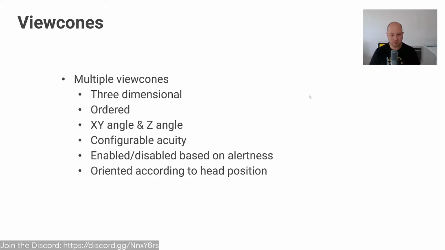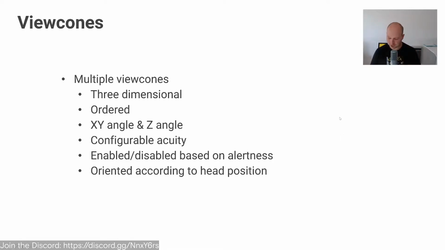View cones, I think we've talked a fair bit about this. They're 3-dimensional or 2-dimensional depending on the game. They're ordered, right? So it matters what the ordering is, like your depth. Things that are closer versus farther do matter. They have angles that describe them, and they're configurable, meaning your field of view, your near plane, your far plane. How far do I really want to look? And they may be enabled or disabled based on alertness. So am I actually paying attention, right? Maybe I'm looking straight at you, but I'm just asleep. So I might turn off my view cone or narrow it or change it based on certain things.